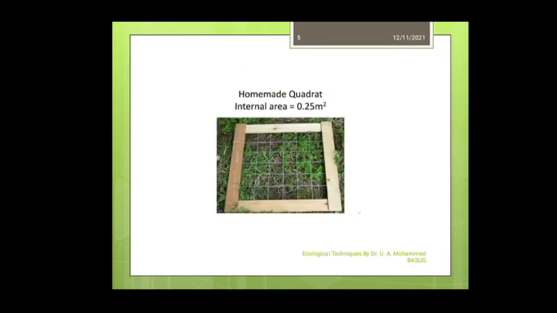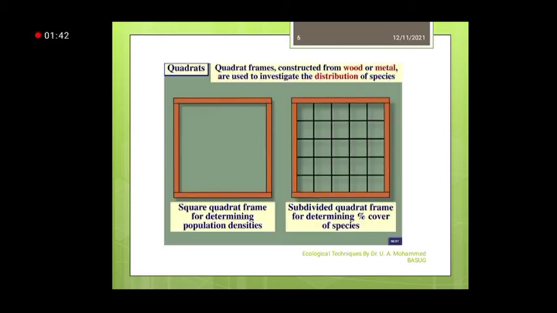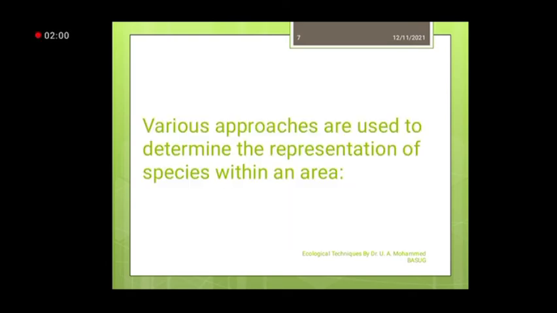Now, this is a typical example of a homemade quadrat with an internal area of 0.25 meters. As you can see, it has grids in it. While this is an example of a quadrat frame constructed from wood or metal, and basically the first one is a square quadrat frame for determining population density, and the other one is subdivided into quadrat frames for determining percentage of cover of species.